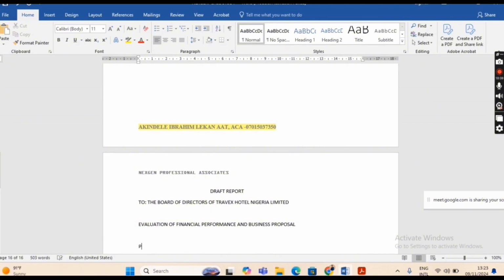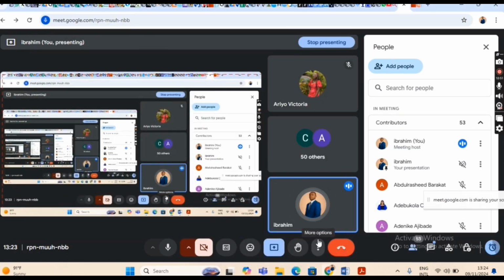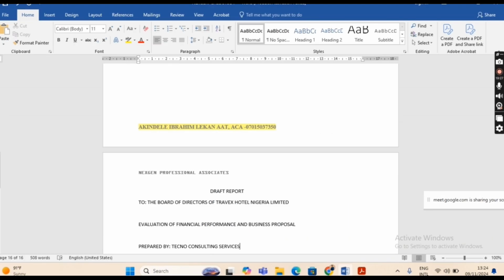Now, you say prepared by. Please don't write your name. It is the consulting company, because you are doing a draft report to the partner for your client. So you should not include your name there. It is the consulting company. So what is the name of the consulting company? They didn't mention if it is chartered accountants or not. They just say Techno Consulting Services.